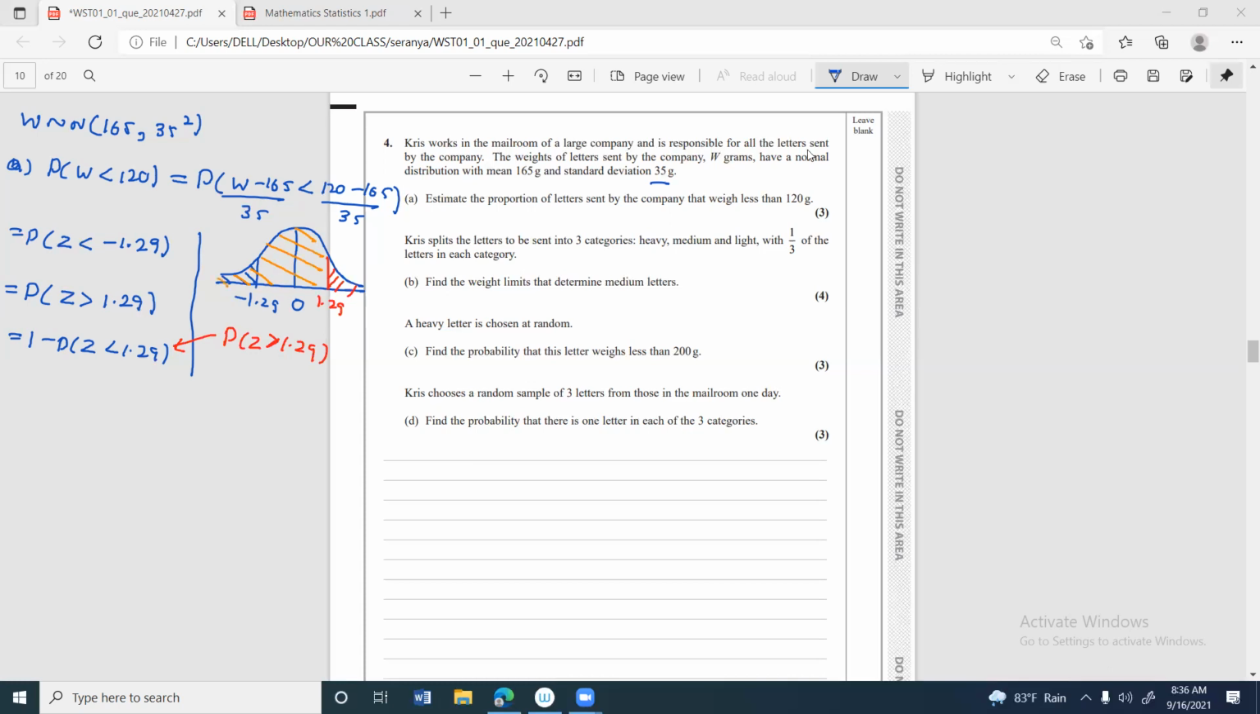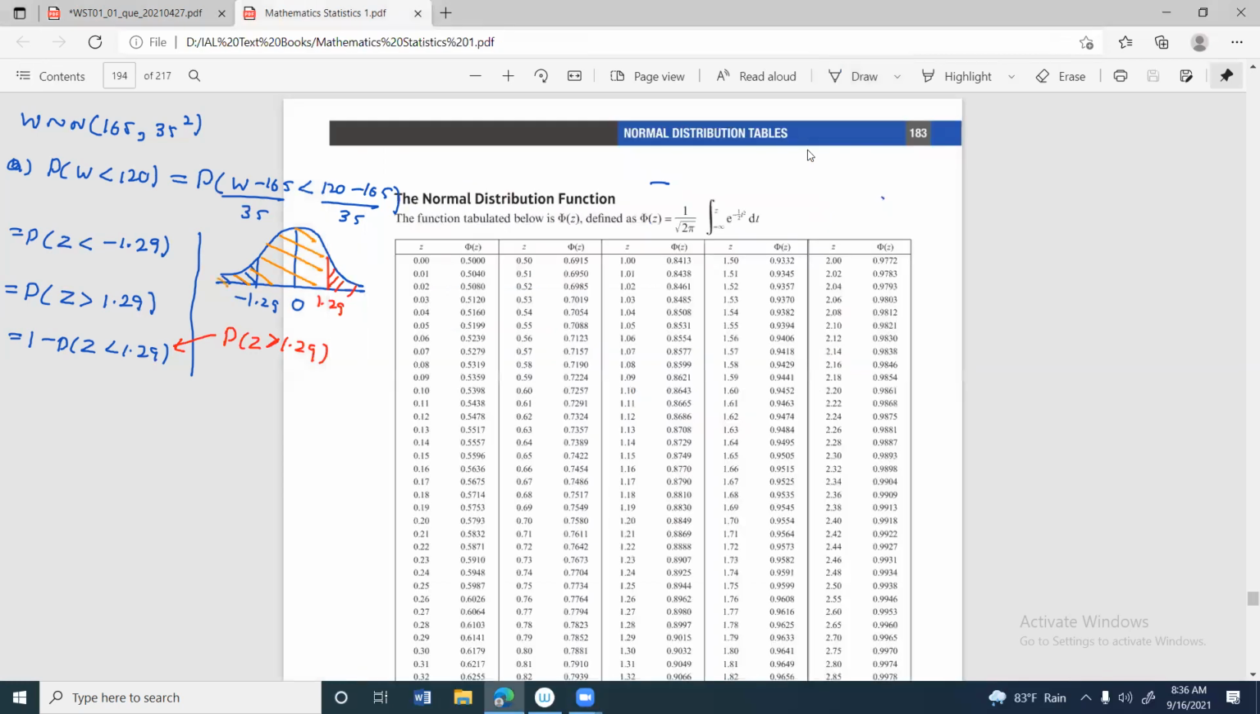So we'll come up with the normal distribution table value for 1.29. 1.29 comes with 0.9015. So you can say 1 minus 0.9015 turns up to 0.0985.